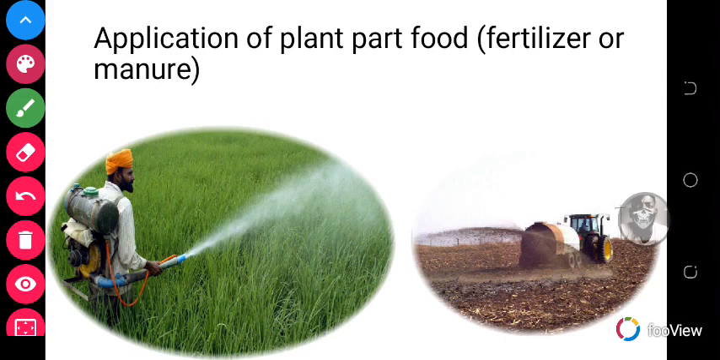So you can see the two pictures over there. There's a man applying fertilizer, and this one right here is manure. So the manure is supposed to supply nutrients to the soil for the plants to grow.